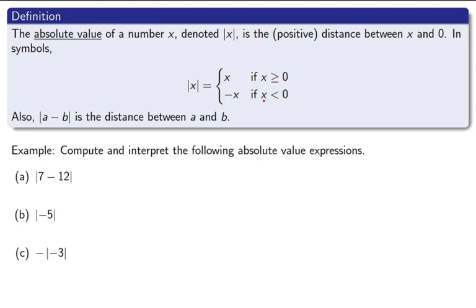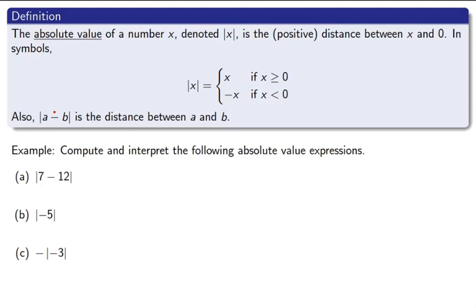But if x is negative, the absolute value is going to take a negative number and make it a positive number. And while this might look a little bit counterintuitive, if you take the negative of a negative number, it becomes positive, doesn't it? So that's how we define this function. Finally, one little extra thing is that the absolute value of a minus b is actually a way to write down the distance between those 2 points.